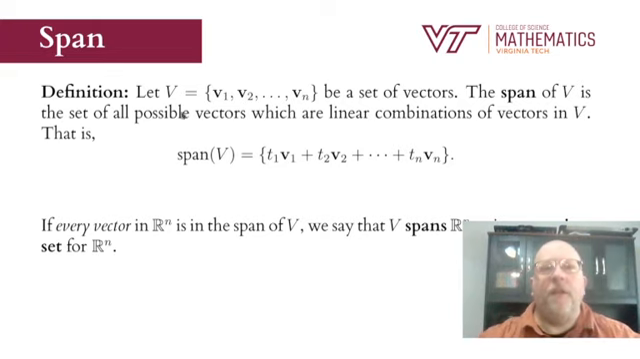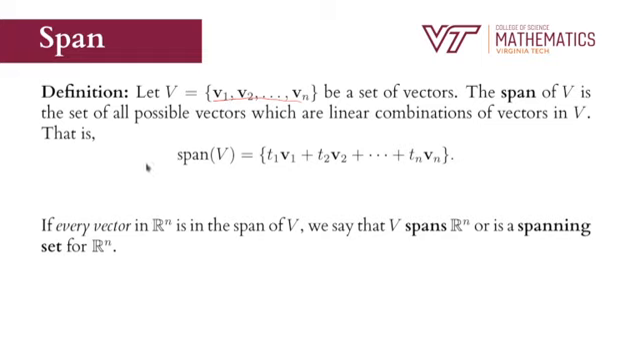So here's our definition. If we have a set of vectors, the span of that set of vectors is all of the possible vectors that we can build as linear combinations of those vectors. That is, the span is every vector that can be made out of a linear combination. And so if every vector is in that span, then we say that the set of vectors spans Rn, spans the whole set Rn, in other words, not just part of it. Or sometimes we say it's a spanning set for Rn.